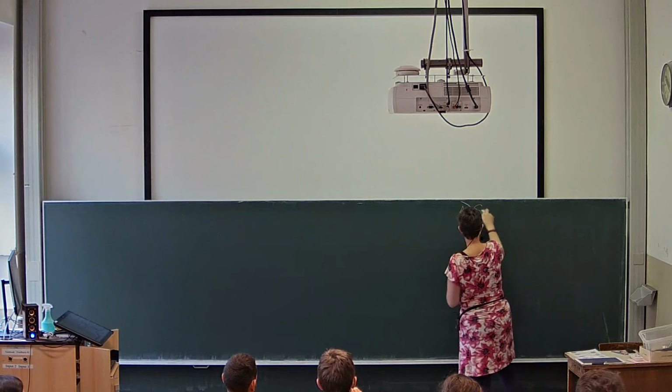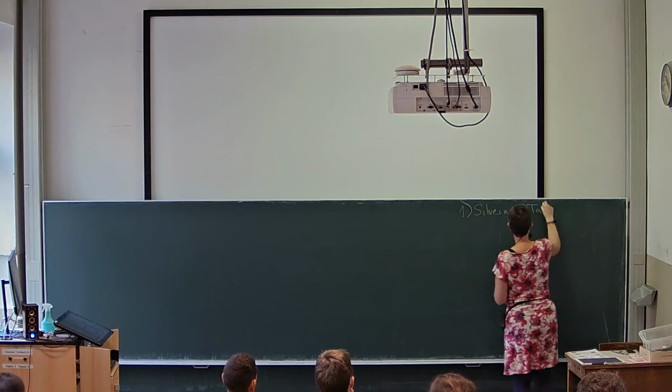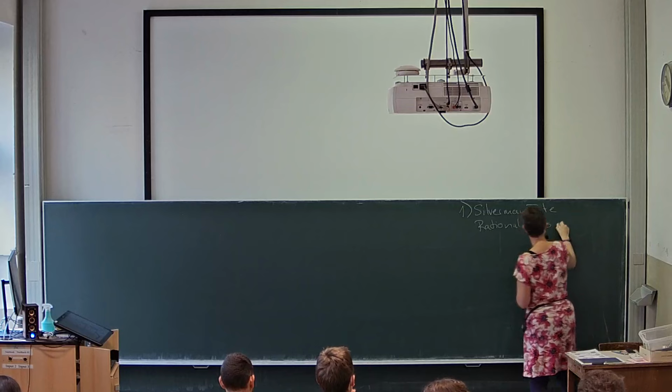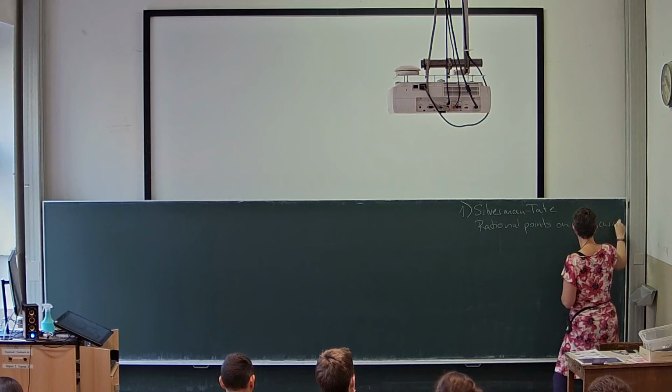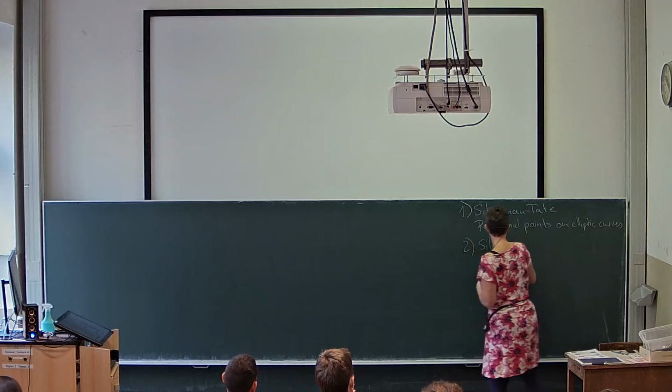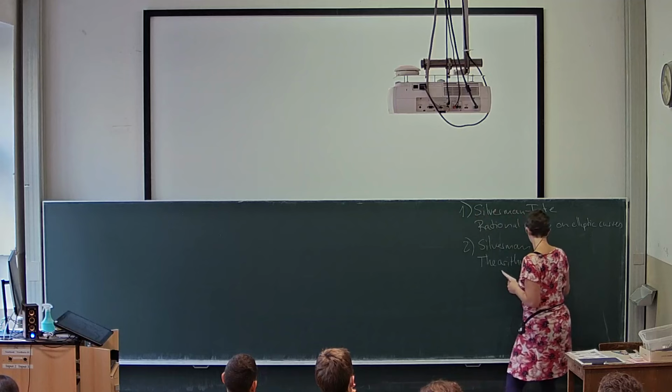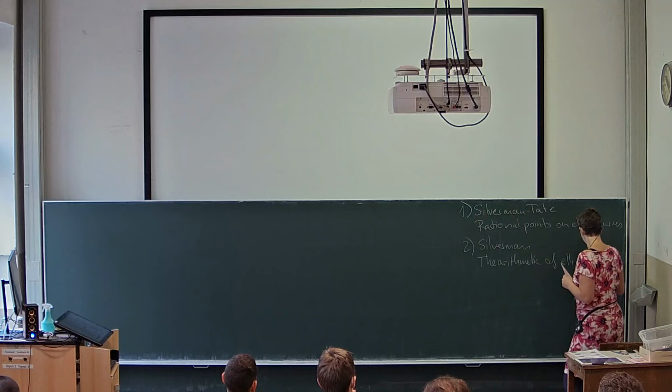First is Silverman-Tate, Rational Points on Elliptic Curves. And the other one is Silverman, The Arithmetic of Elliptic Curves.